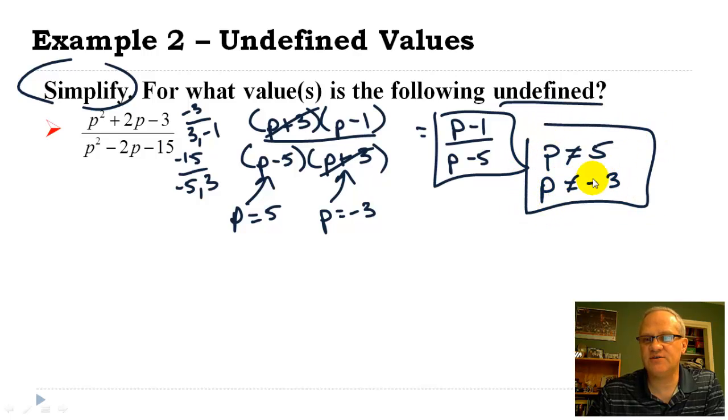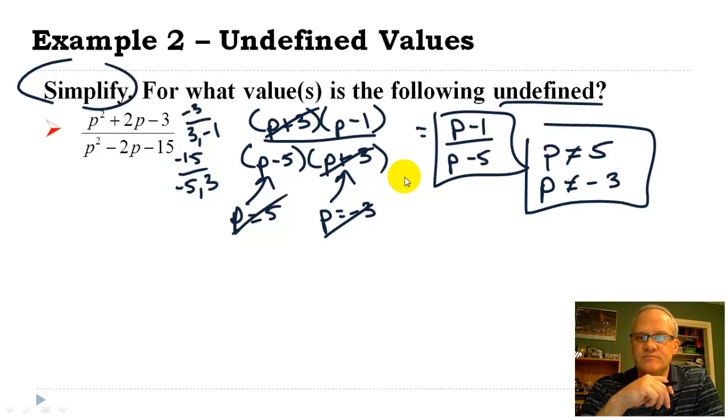So those are the two values that are undefined, or what p cannot equal, because we can't have that happening. So 5 and negative 3, that's where it's undefined. Only on the bottom. You could get 0 on the top, that's totally fine, but just not on the bottom. Okay? Good.